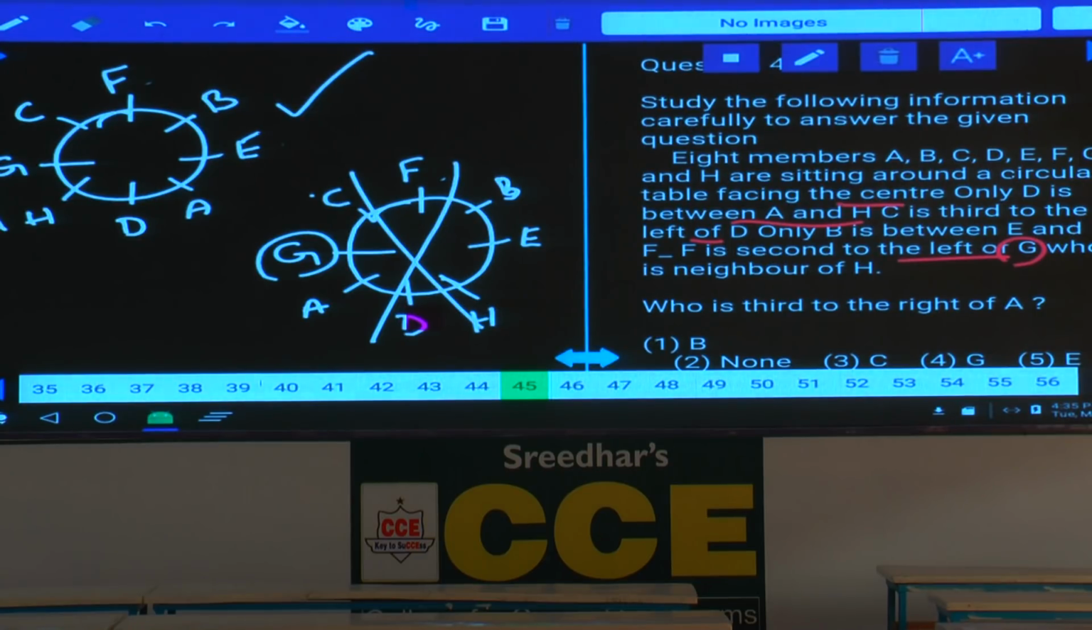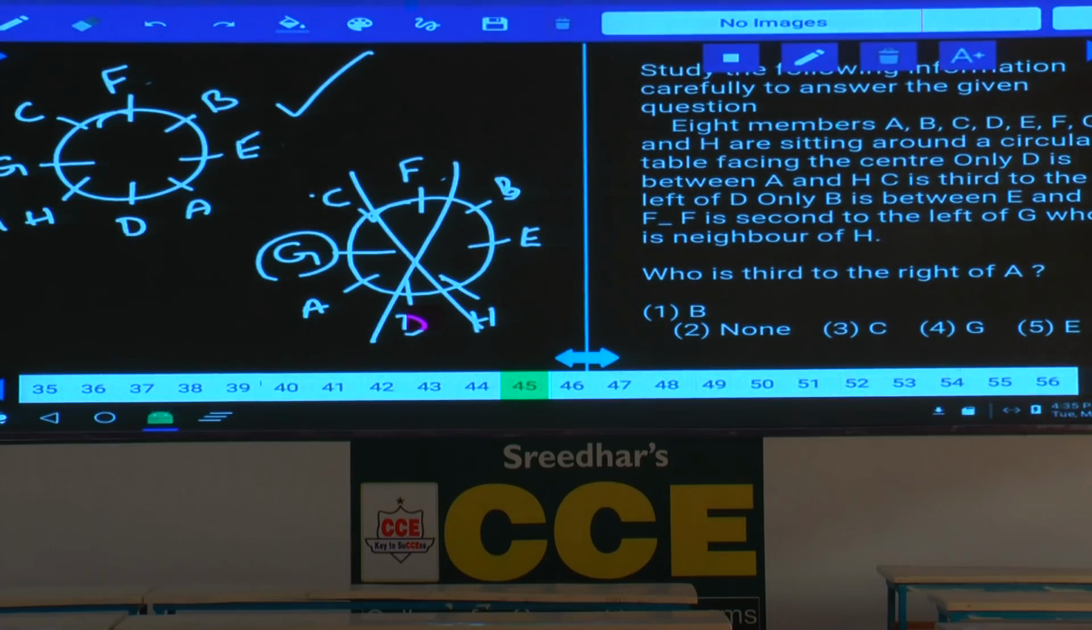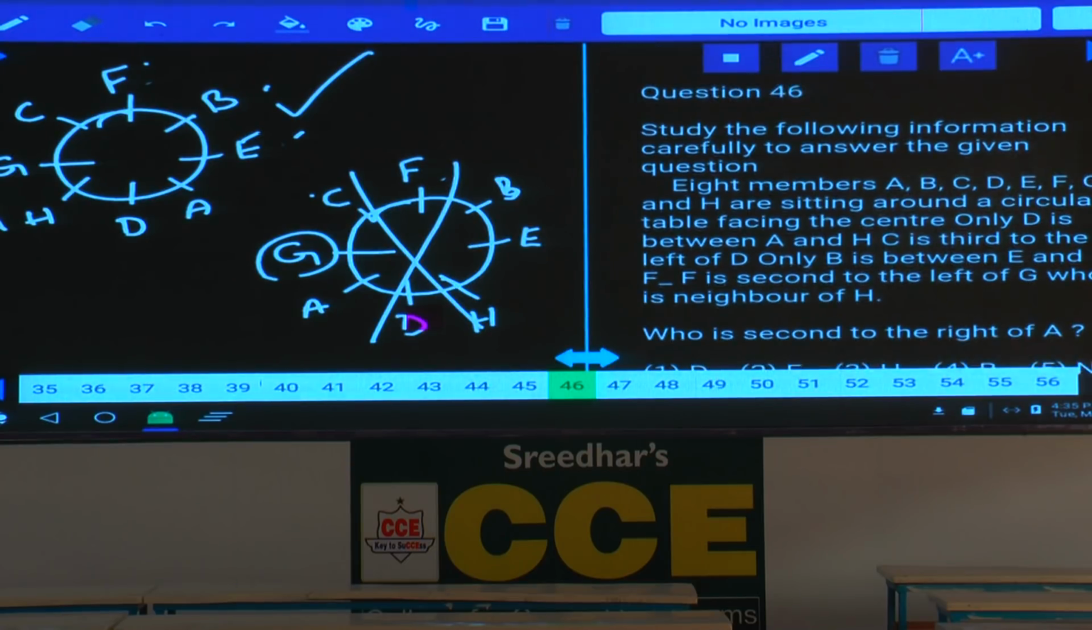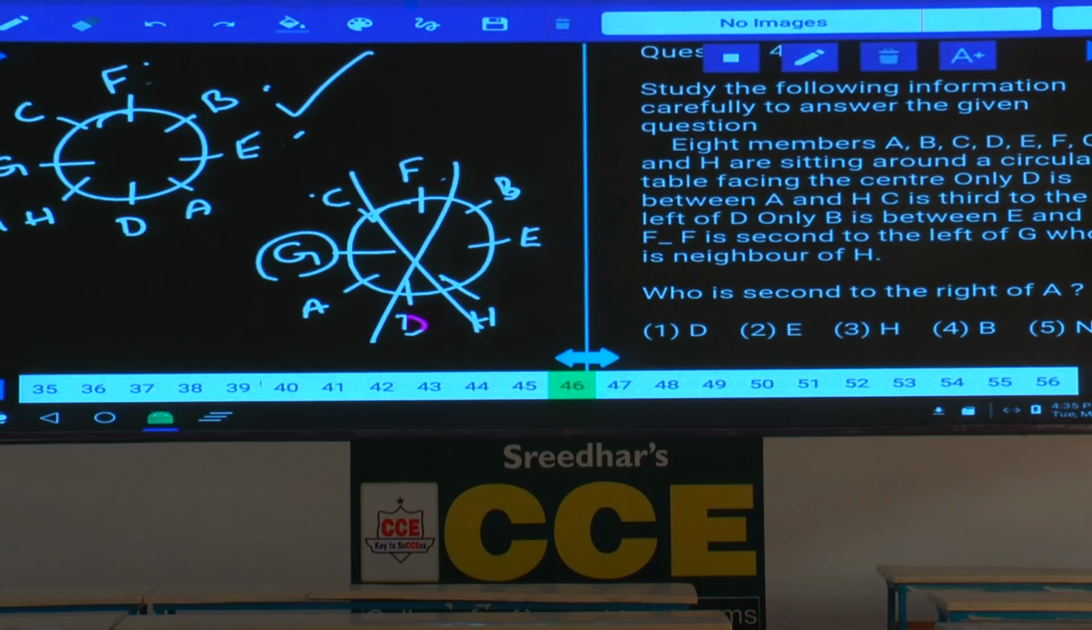Now we are left with only the first one. Now according to this one, question number 45, who is seated third to the right of A? Third to the right of A, 1, 2, 3, that is F. F is given in choice 2. Question number 45, choice 2. Then 46, who is seated second to the right of A? Yes, tell me who is seated second to the right of A. Now B is seated second to the right of A, that is choice 4.